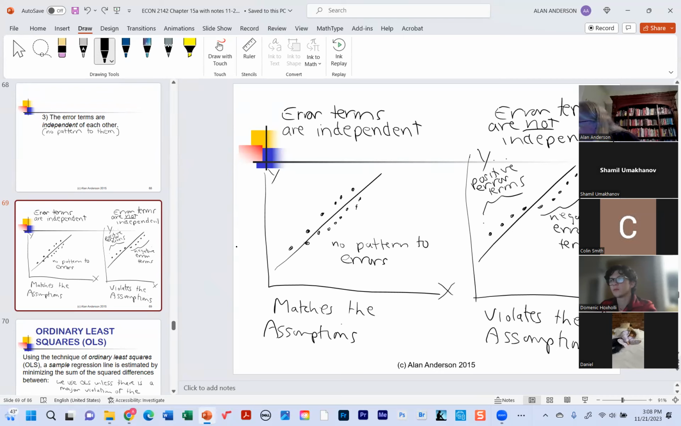In the right here, we have only positive error terms, one after another, and then all of a sudden they're all negative. That means there's a pattern to the error terms, and that means they're not independent. And that in turn means our assumptions are being violated. Something needs to be done to correct for this. Wow, look at that. A pattern, we don't want that. We want them to be random. All right. Does everyone see that? That's what it means to be independent or not independent.